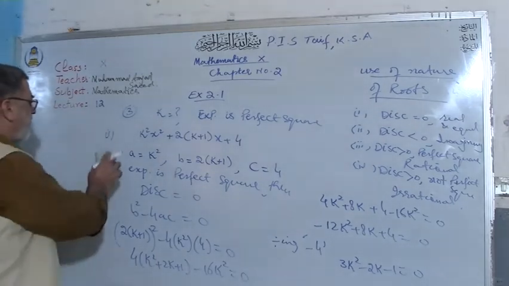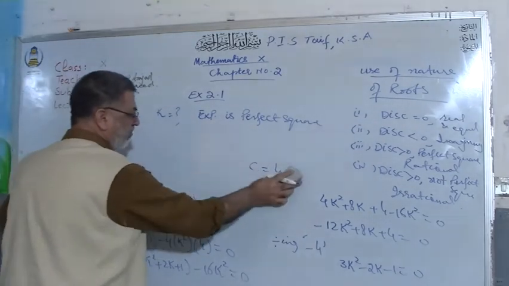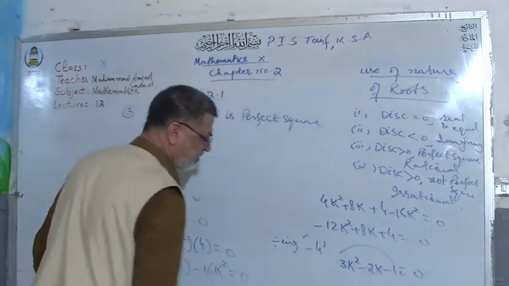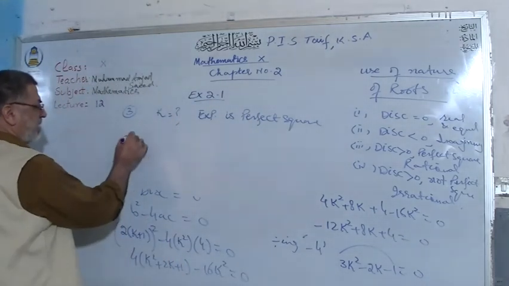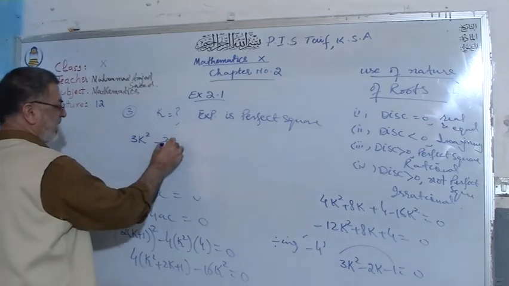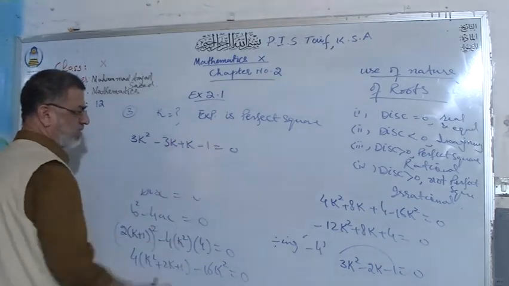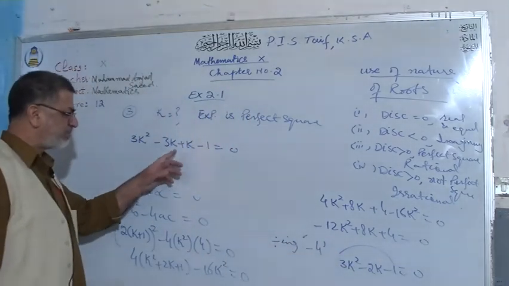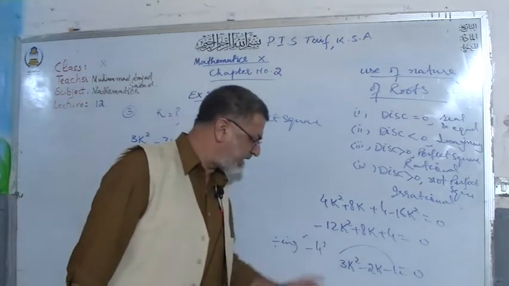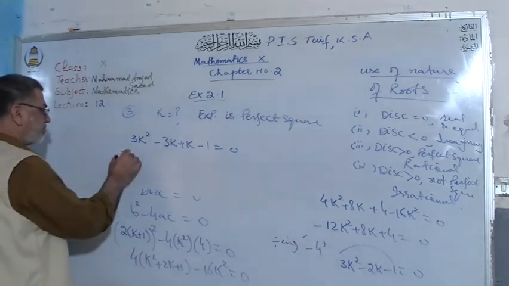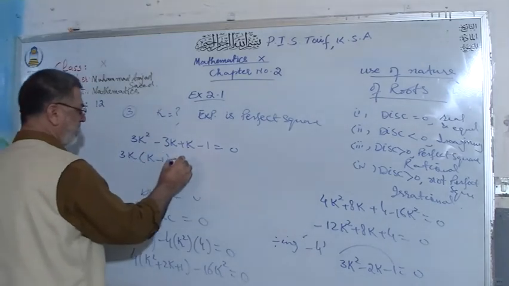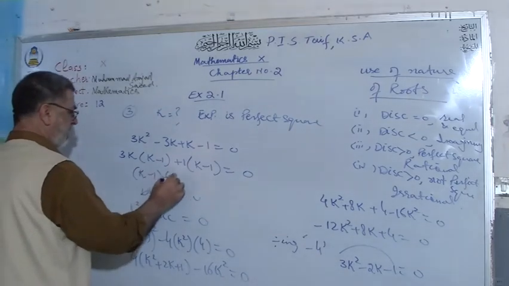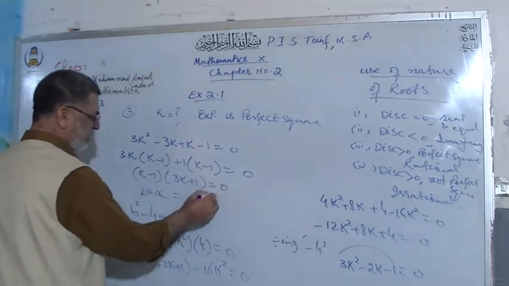From here you can make pairs. You multiply first and last. 3k square minus 3k plus k minus 1 is equal to 0. Basically minus 3k plus k is minus 2k, and when you multiply them, it becomes minus 3k square. 3k common k minus 1 plus 1 common k minus 1. k minus 1 into 3k plus 1 is equal to 0.